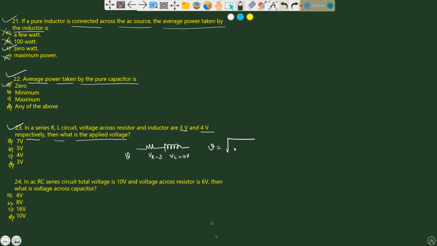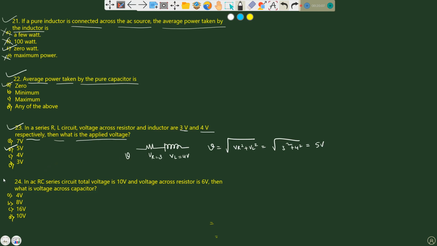So it will be under root of VR square plus VL square, which is under root of 3 square plus 4 square. How much will it be? 3 square is 9 and 4 square is 16. So it will be 25 and the answer will be 5 volts.